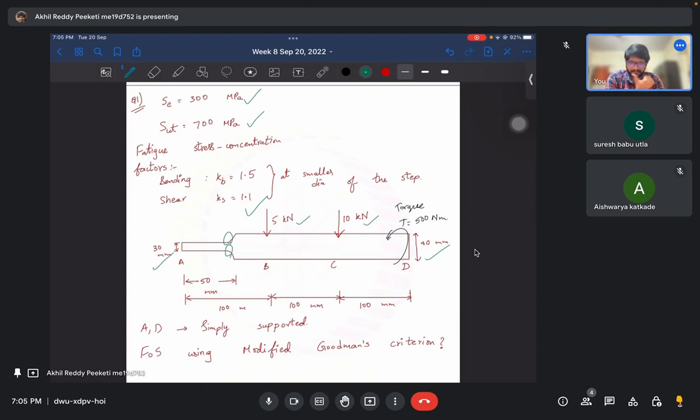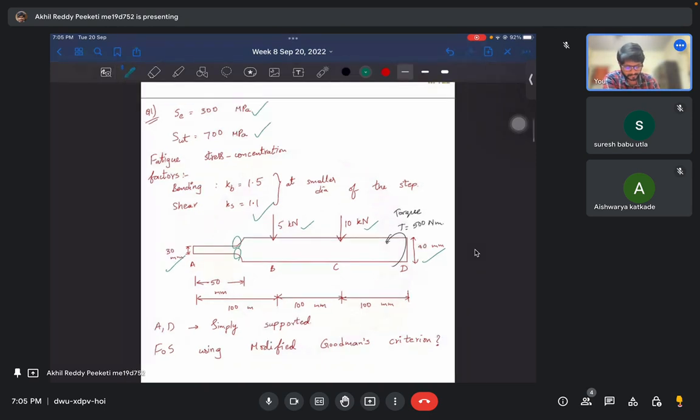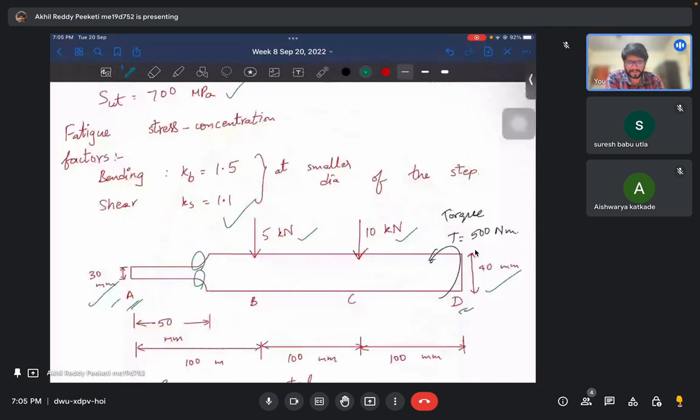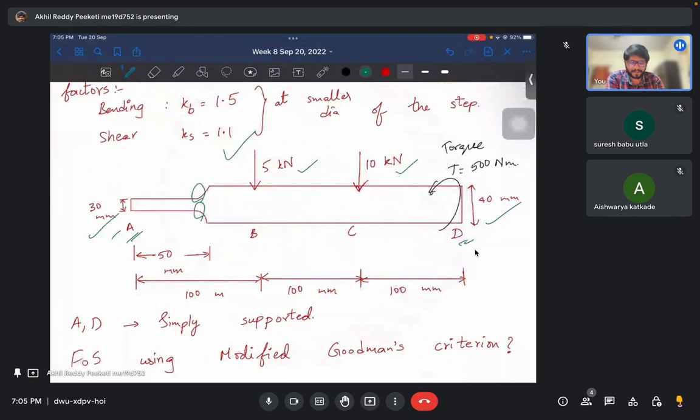So for this case, first we need to see the stresses, right? To see the stresses, we need to estimate the reaction forces at A and D. Basically draw the bending moment diagram, and from it we can estimate the bending stress, and because of the torque we will get the shear stress. So these two stresses will be there at every point, and because of that we'll see how the failure will be happening.